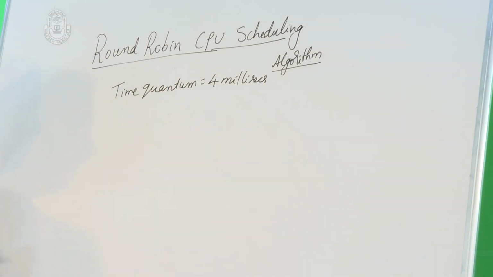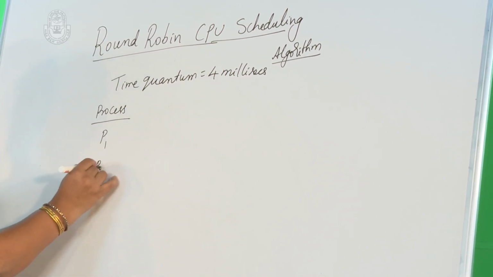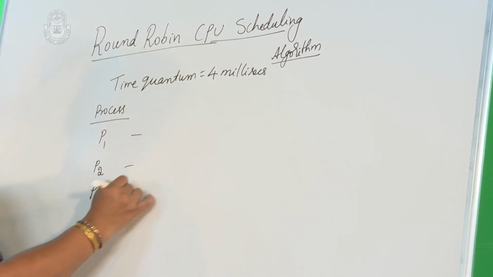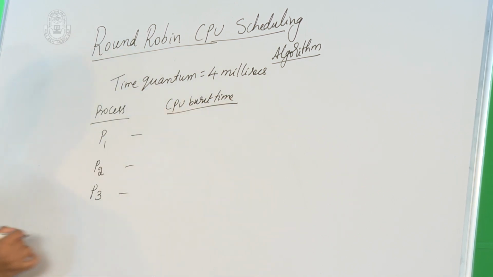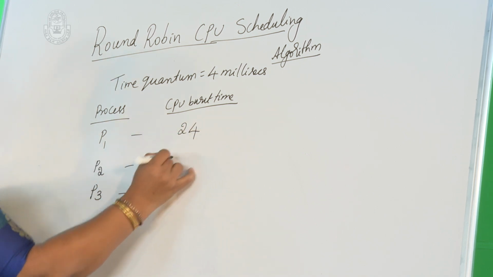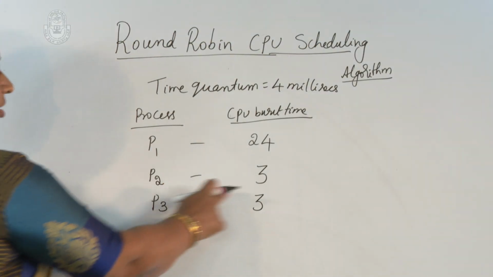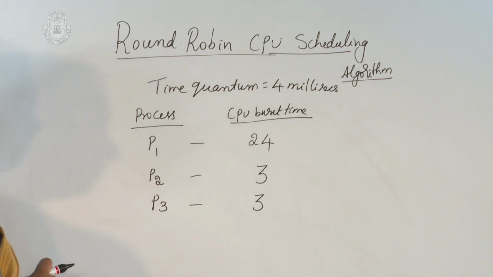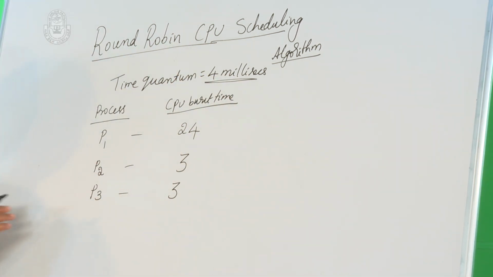And assume that the processes are P1, P2, P3, requiring the CPU burst time as 24 time units required by P1, 3 CPU time required by P2, 3 CPU time required by P3. And we have fixed the time quantum 4 milliseconds, and it is a round robin CPU scheduling algorithm.